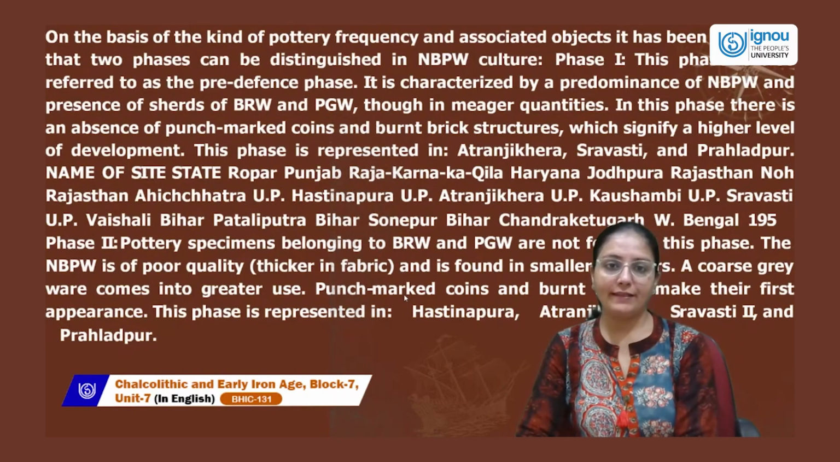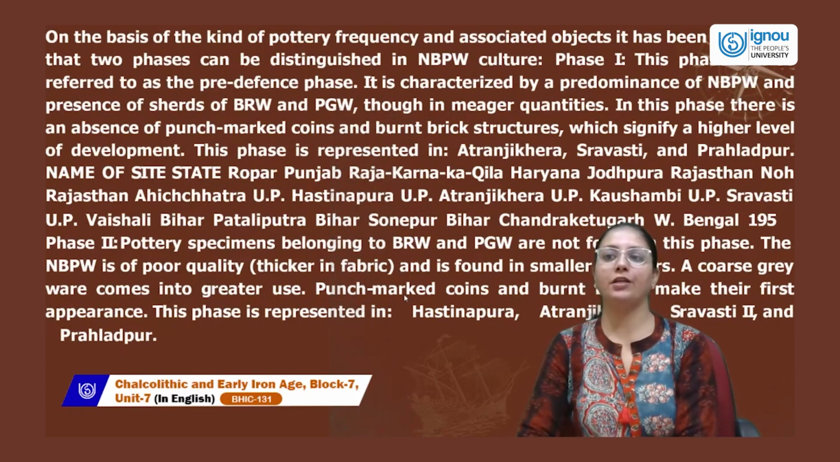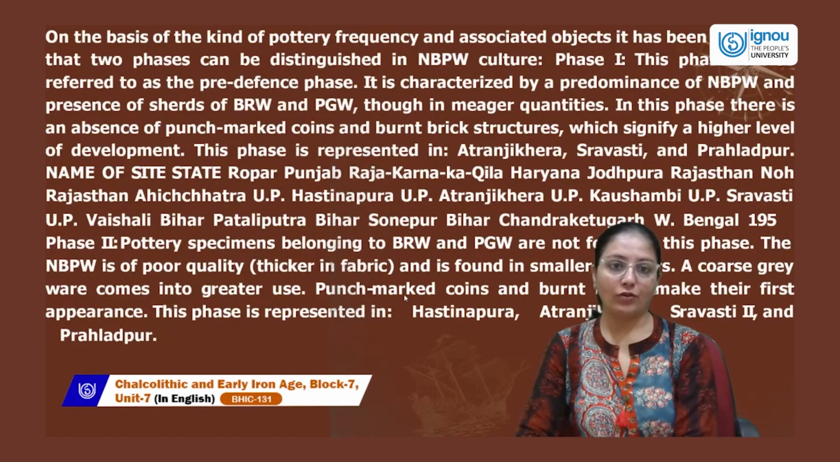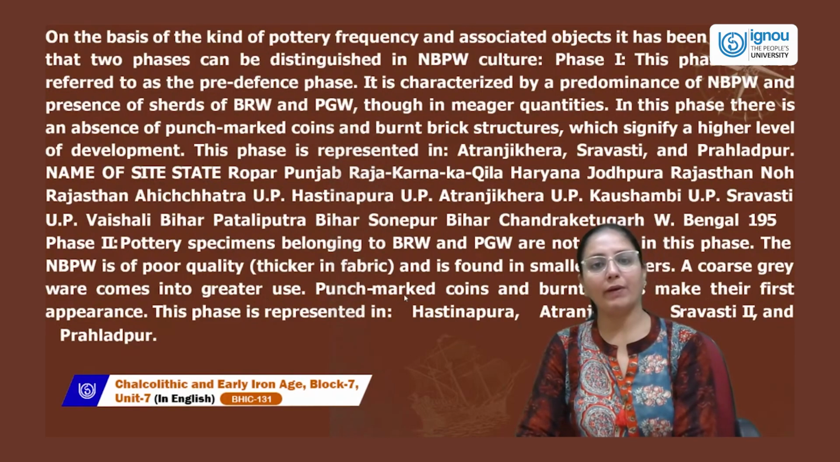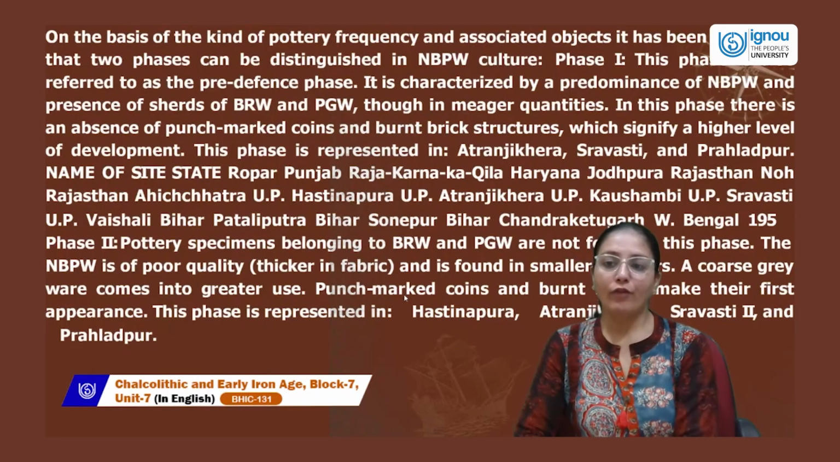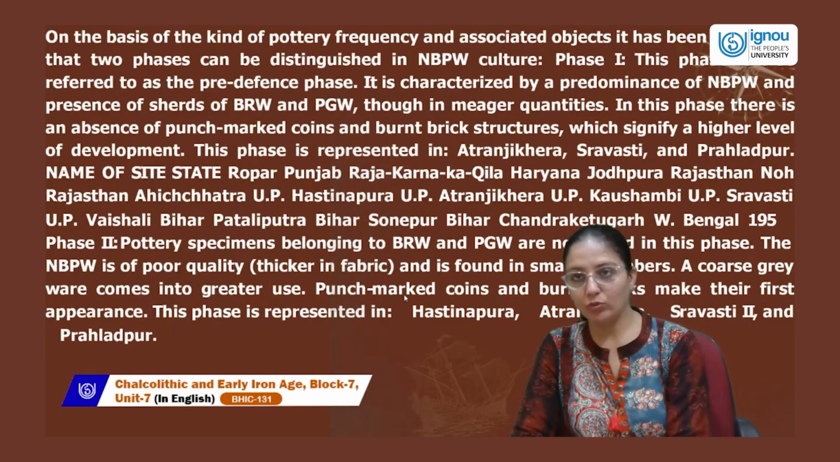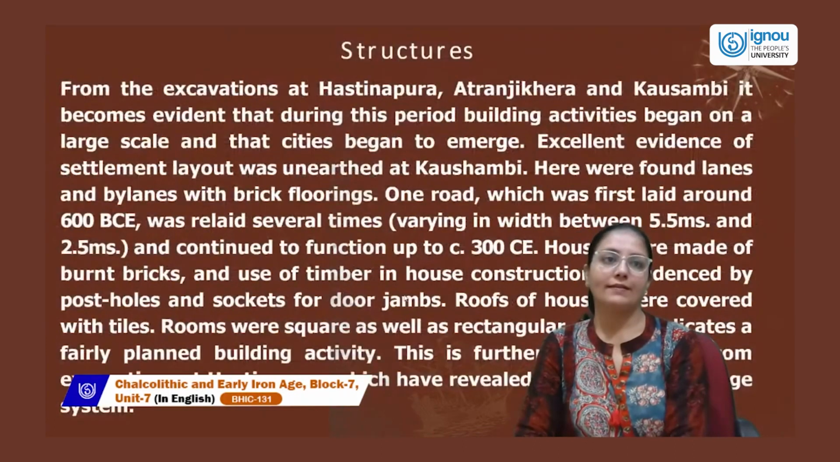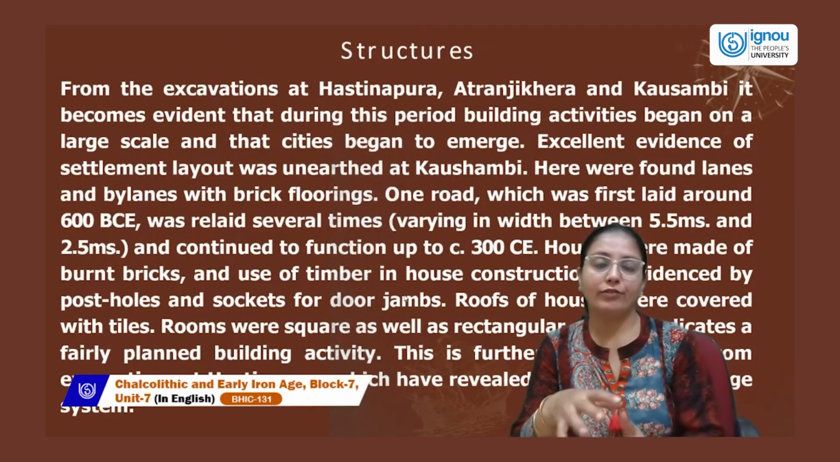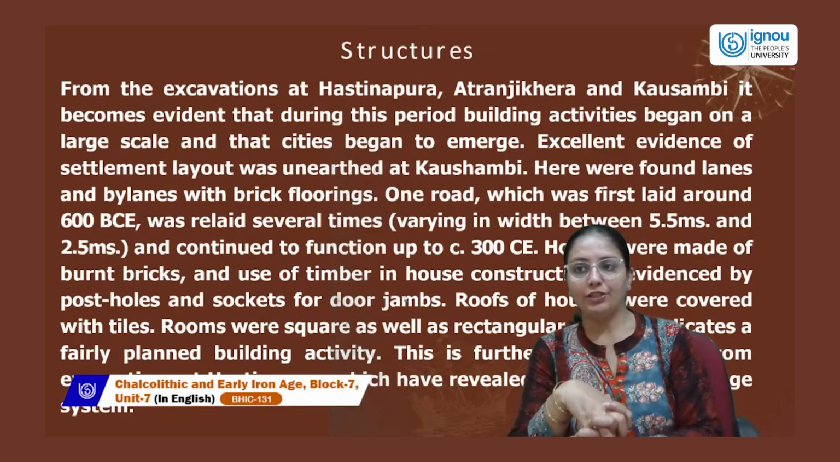This phase is represented in Atranjikhera, Sravasti in Uttar Pradesh, Ropar in Punjab, Rajakarna Kila in Haryana, Jodhpura in Rajasthan, Ahichchhatra, Hastinapur, Atranjikhera, Kaushambi in UP, Sravasti, Vaishali in Bihar, Pataliputra. These are the places from where we got some evidences of the pottery of NBPW culture. Structures from NBPW excavations which they have done in Hastinapur, Atranjikhera, Kaushambi.